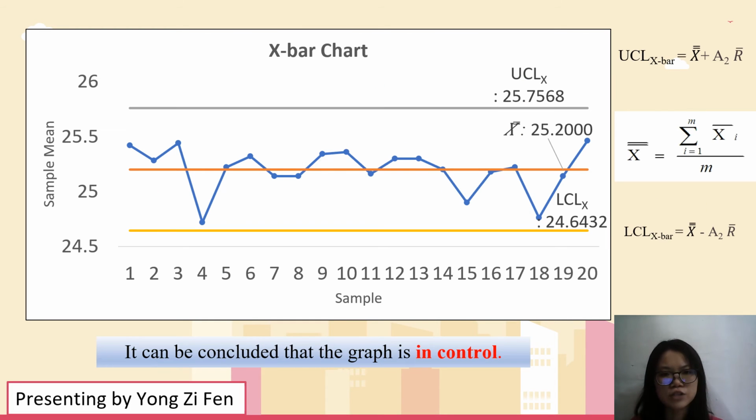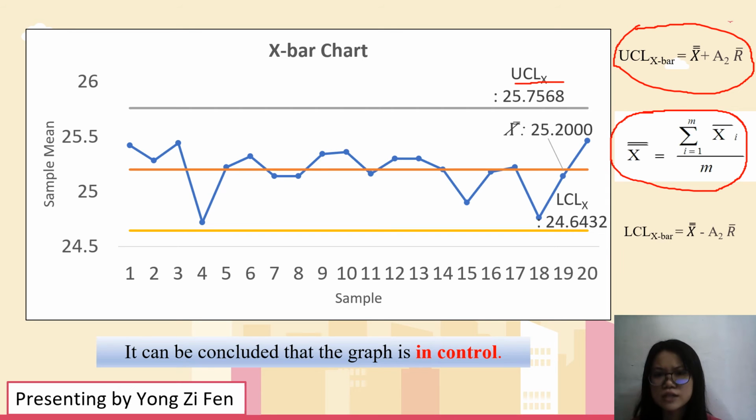So this is the x bar chart that we have drawn, and there are 3 main lines, which are the upper control limit, lower control limit, and also the central line. As I explained just now, we use this formula to calculate the upper control limit, and we get the value 25.7568. For the central line, we use this formula, and we get the value 25.2 cm. For the last one, which is the lower control limit, we use this formula, and we get a value which is 24.6432 cm.